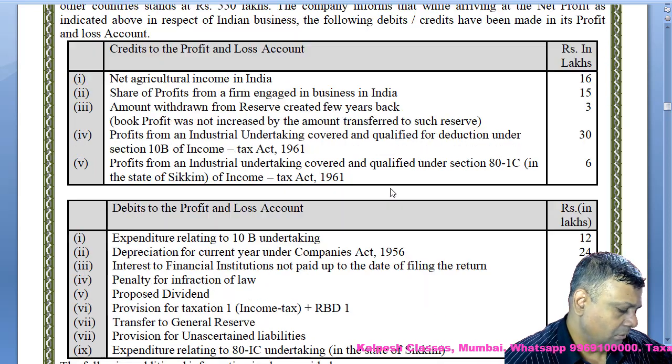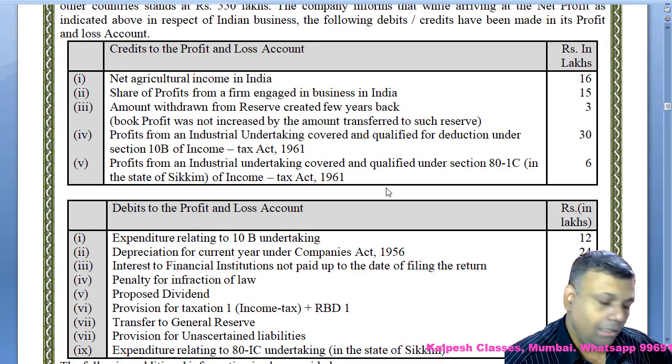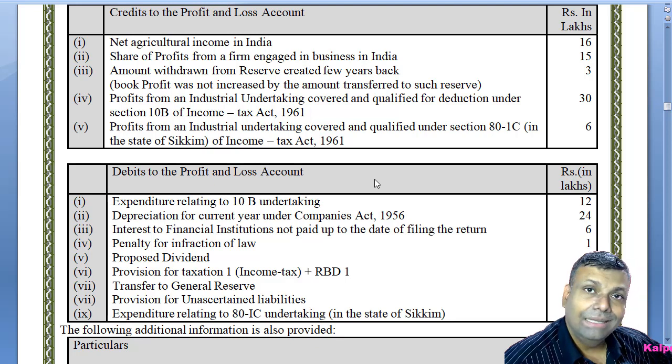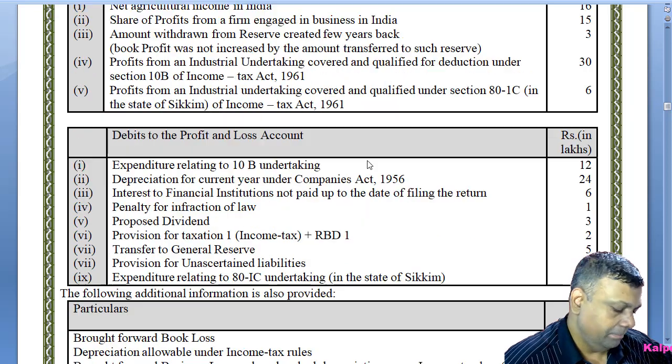Debits to the profit and loss account: 1. Expenditure relating to the 10B undertaking. 2. Depreciation for the current year under the Companies Act 1956. 3. Interest to financial institutions not paid up to the date of filing of the return. 4. Penalty for the infraction of the law. 5. Proposed dividend. 6. Provision for taxation, income tax and reserve for bad debts. 7. Transfer to general reserve. 8. Provision for unascertained liabilities. 9. Expenditure relating to the 80IC undertaking in the state of Sikkim.